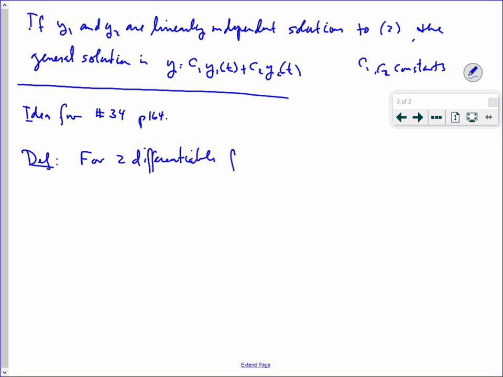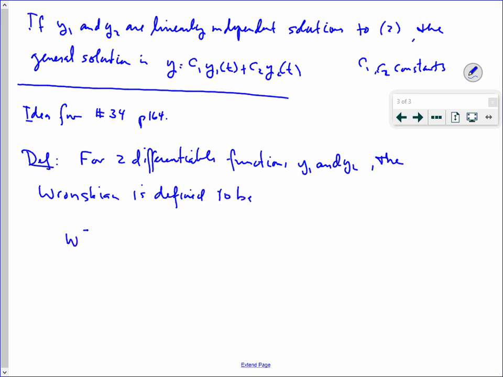For two differentiable functions, y1 and y2, so these are both functions of t or whatever. The Wronskian, W-R-O-N-S-K-I-A-N, is defined to be W of y1, y2. And this book used brackets. It is a determinant: y1, y2 in the first row, y1 prime, y2 prime.